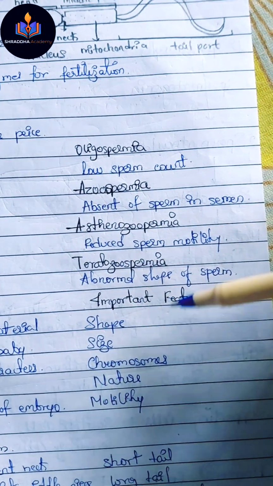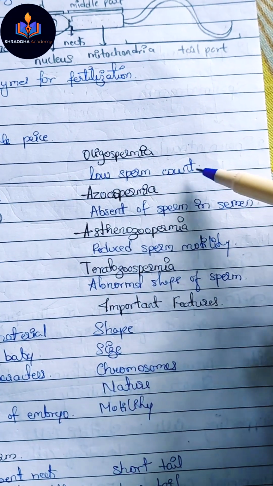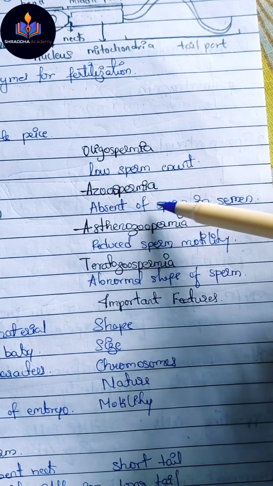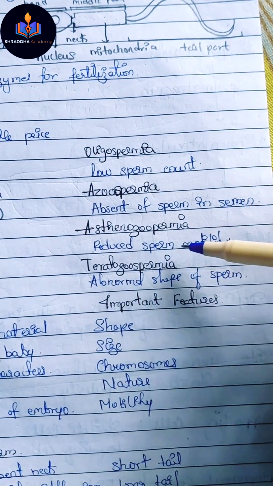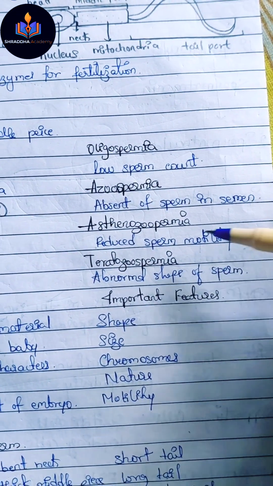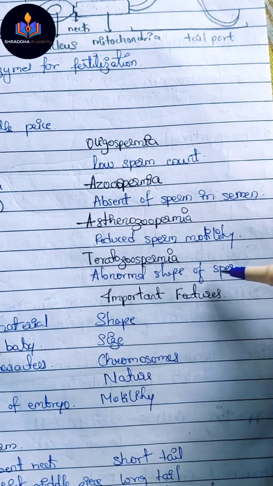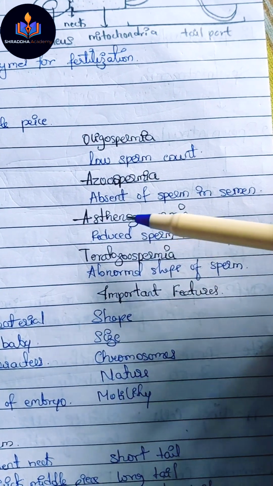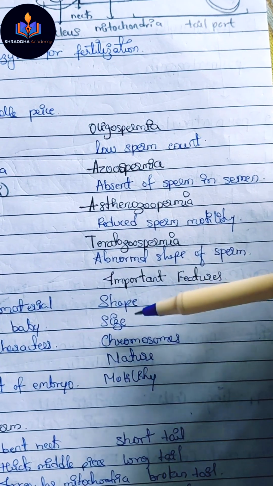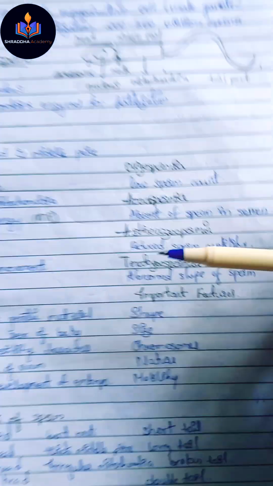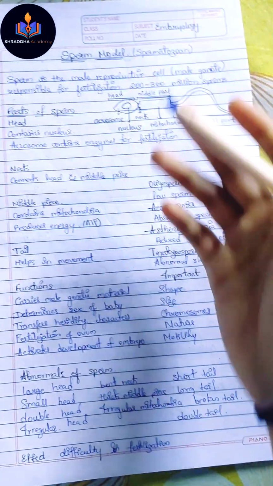So here are some important points which the examiner might ask: oligospermia means a low sperm count, azoospermia means absence of sperm in the semen, and asthenospermia is reduced sperm motility. Coming to teratozoospermia, that is abnormal shape of the sperm. The important features of the sperm are shape, size, chromosomes, maturity, and motility. So this was all about the model which you can say about spermatogenesis and the sperm model.